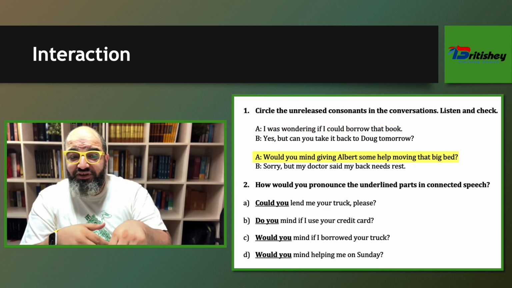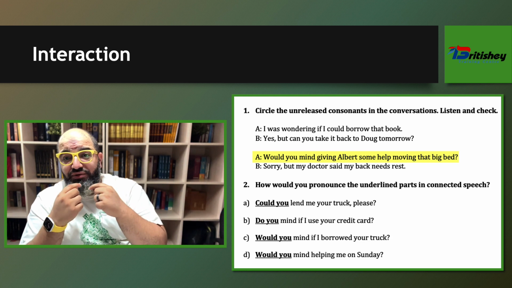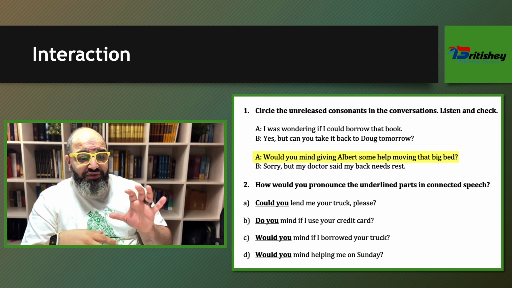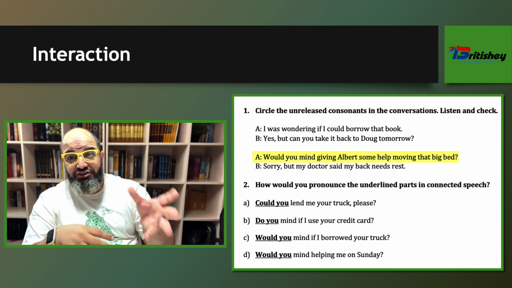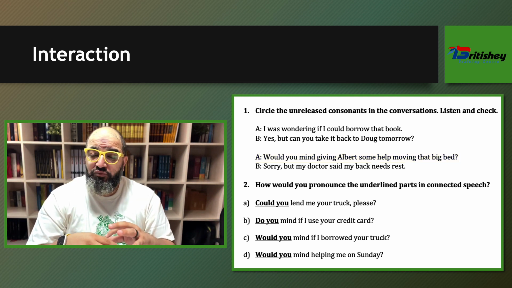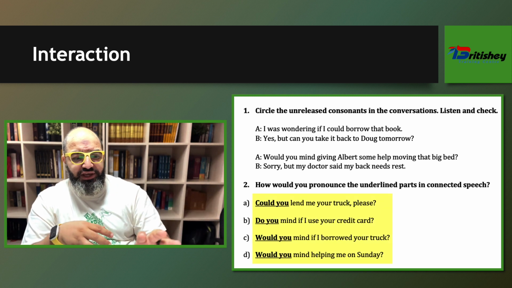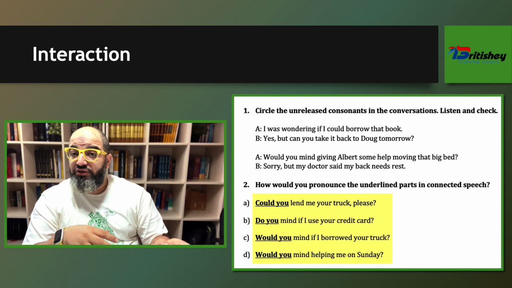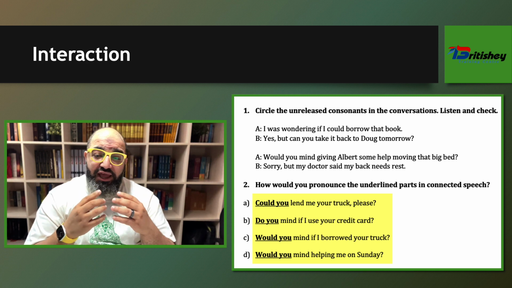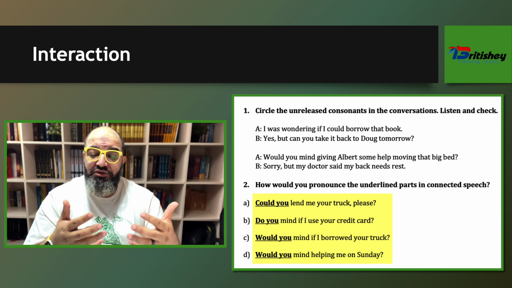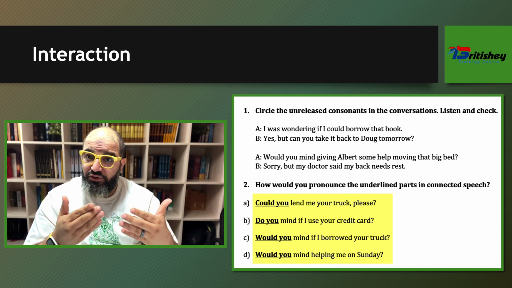Would you mind giving, mind giving. So you don't need to pronounce the D sound here. So this is more about elision. And then I added part number 2, which is more about assimilation. So students would say, could you, and do you mind, and would you mind? I want them to learn how to say, could you, in connected speech quickly. Could you lend me your truck, please? And it goes like that.